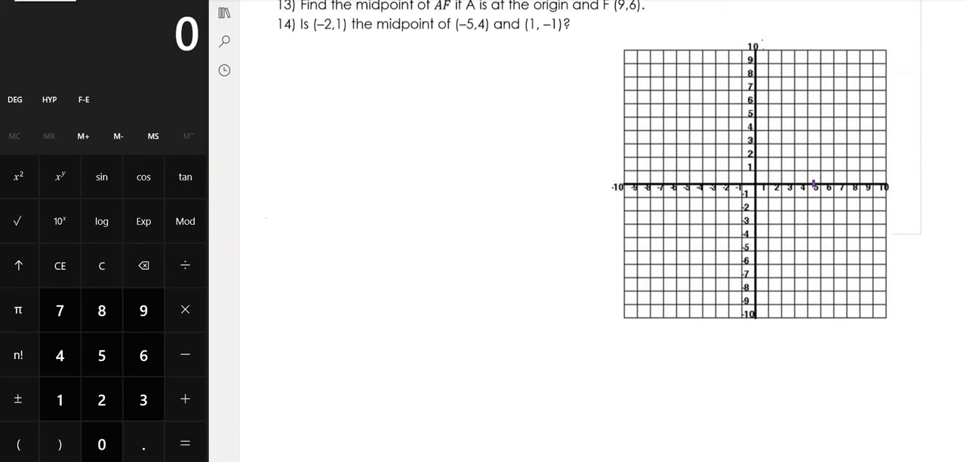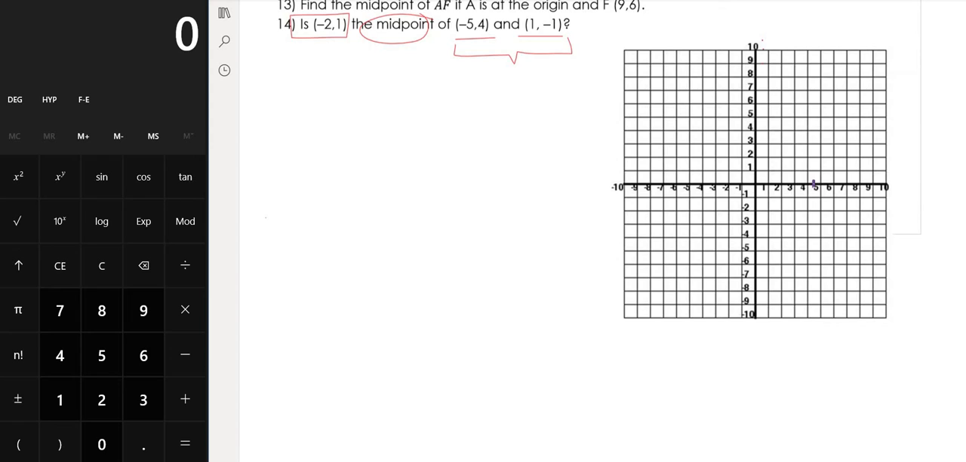Number 14. Is (-2, 1) the midpoint of (-5, 4) and (1, -1)? Okay, so they're asking, is this one the midpoint if these are my two endpoints? Well, I'm just going to ignore the (-2, 1) for a second. I'm going to figure out what is the midpoint of (-5, 4) and (1, -1). And once I have that, I'll see, is it (-2, 1) or not?